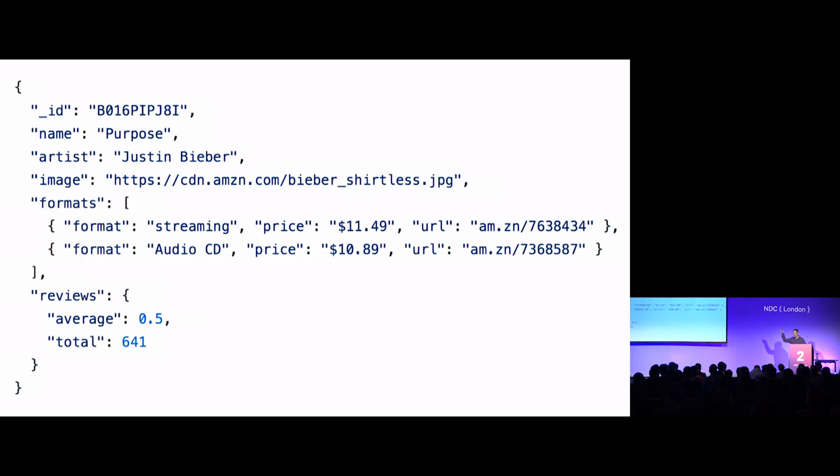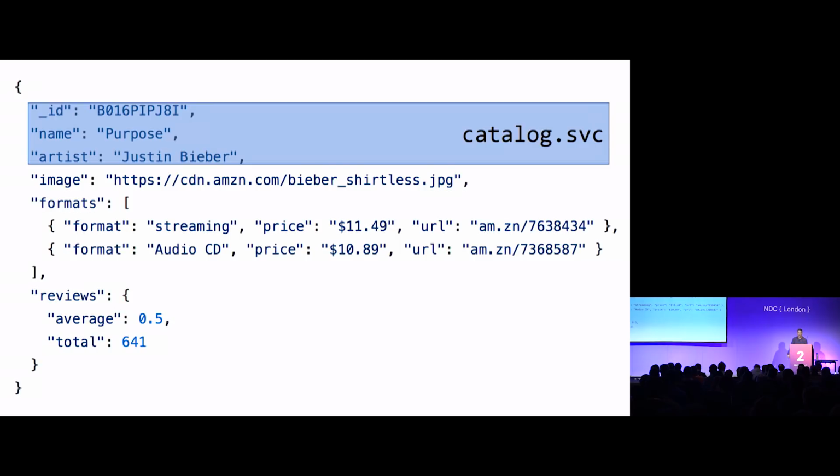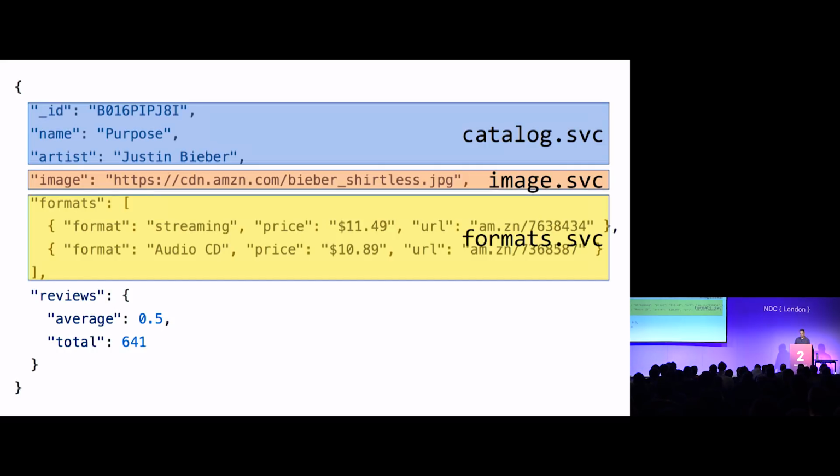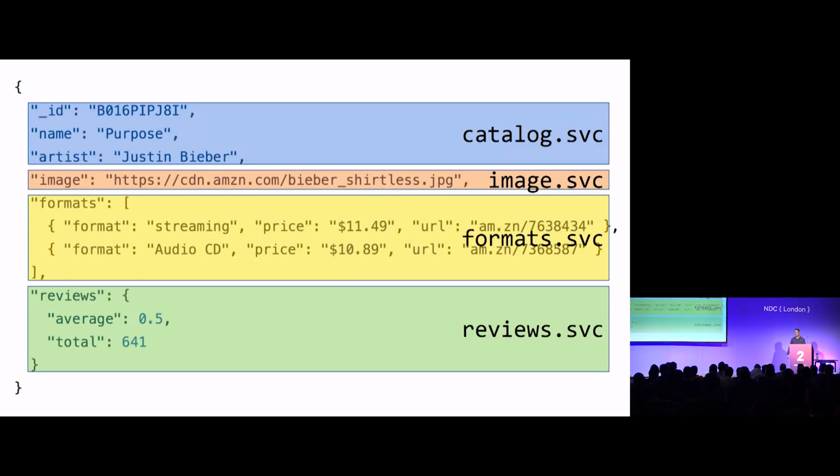Again, the problem is, though, looking at this set of data, it doesn't own any of this information on the screen. So like this stuff at the top, the ID, the name of the artist, that's actually from the catalog service. This image URL, that's from the image service, the content delivery network, maybe. Pricing information and the formats it's available in is from the format service. And finally, the review data is from the review service. So all this information that has to be in the search database actually belongs to other services.